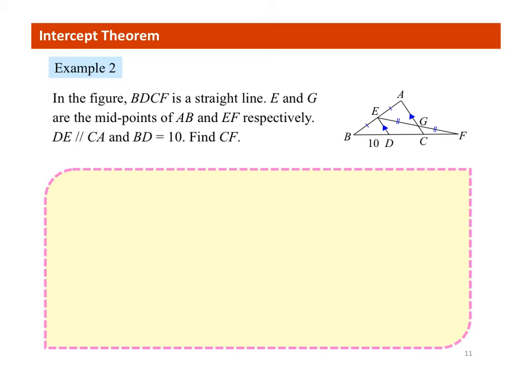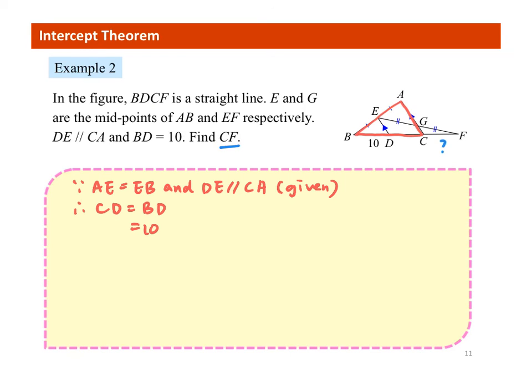Example 2. In the figure, BDCF is a straight line. E and G are the midpoints of AB and EF respectively. DE is parallel to CA and BD equals 10. Find CF. First of all, let's look at the triangle ABC. It's given that AE equals EB and DE is parallel to CA. The conclusion is CD equals BD equals 10.